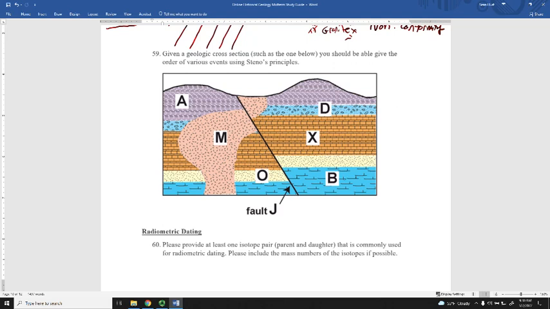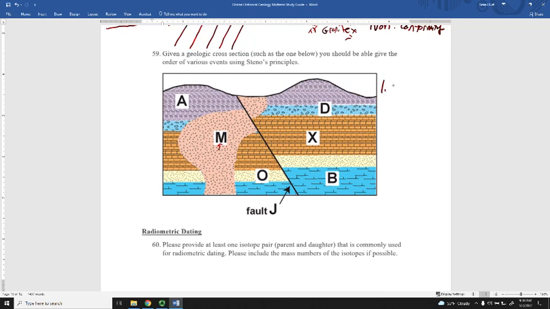The first event to occur would be, okay, so there's a few events. There's deposition of B, deposition of O, deposition of X, deposition of D, deposition of A. Those are all sedimentary rocks. There's the intrusion of M, that's a granite layer, and there's a fault. Okay, so I'm going to ask you to put all those events in order.